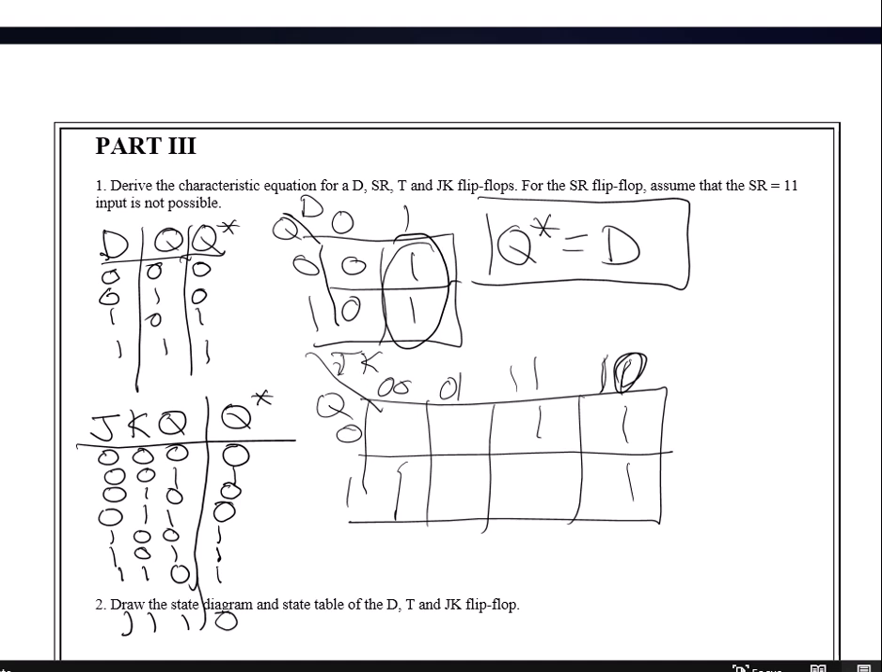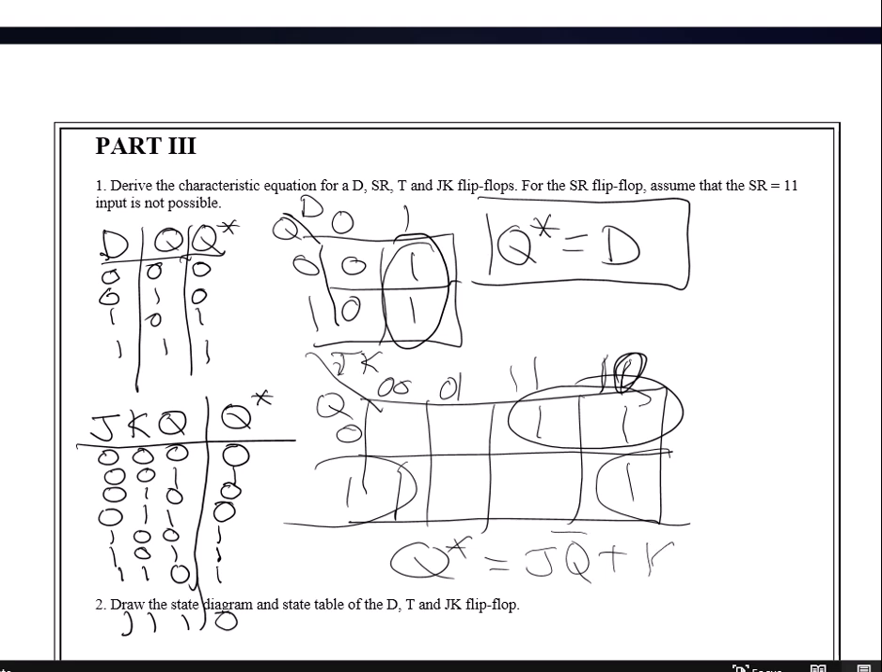Okay, so now if I group these two together and then this one wraps around, then I get that Q star equals, on these top two, let's see, what do we have in common? We have that J is 1 and Q is 0. So that's J Q bar. And on the bottom ones, what we have in common is that K is 0 and Q is 1, so that's K bar Q.